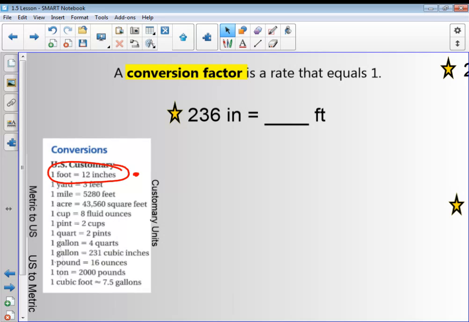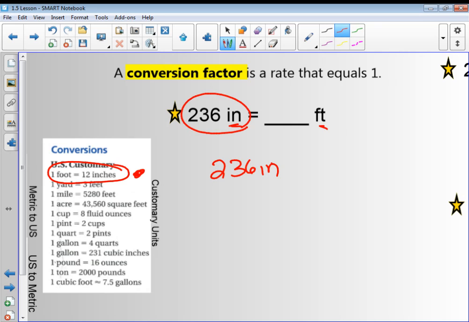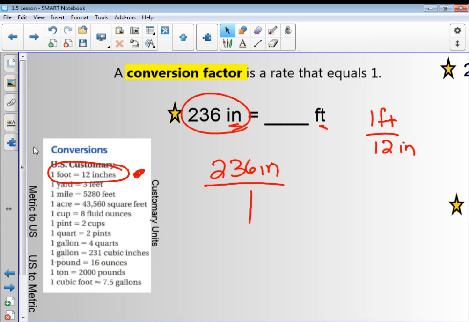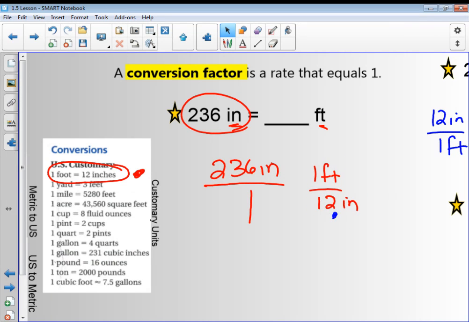So here I have 236 inches into feet. Once again, we are working between inches and feet, so we're still going to use the same unit multiplier. I'm going to start out by putting 236 inches, because that's what I started with, over 1. Now I have either 1 foot over 12 inches, or I'm going to use 12 inches over 1 foot. Which of those two do I want? I want my inches to be down on the bottom so I can cross cancel. This happens to be the one where the inches is on the bottom. Here's my multiplication dot.